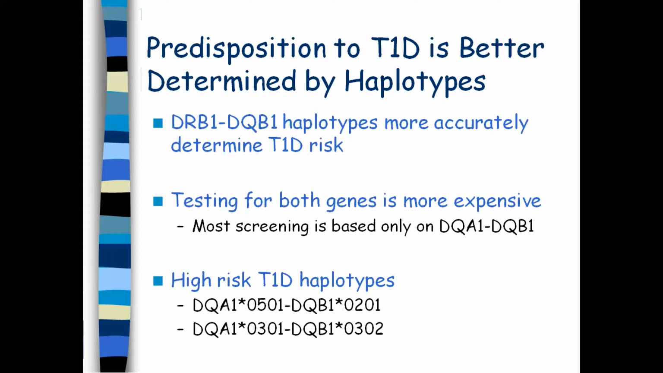So testing for both the genes, DQA1 and DQB1, is slightly expensive. Means if we want to go for the alteration in the gene sequence of those mentioned DQA1 and DQB1, then it is a quite expensive method. So high risk type 1 haplotypes are DQA1 0501 and DQB1 0201. Another gene associated with the risk of type 1 diabetes is DQA1 0301 and DQB1 0302.